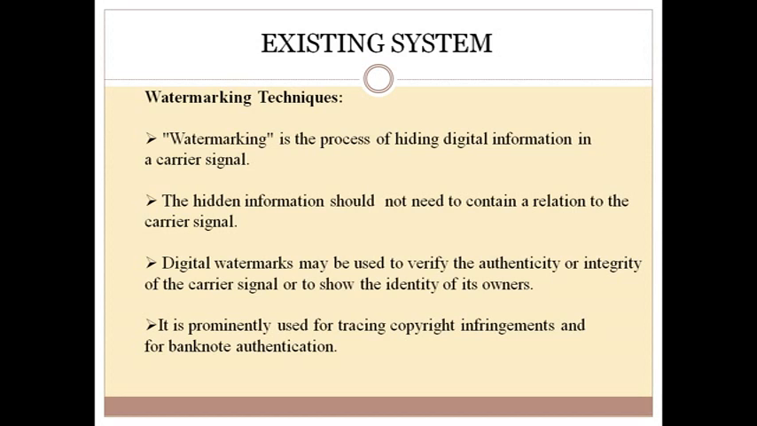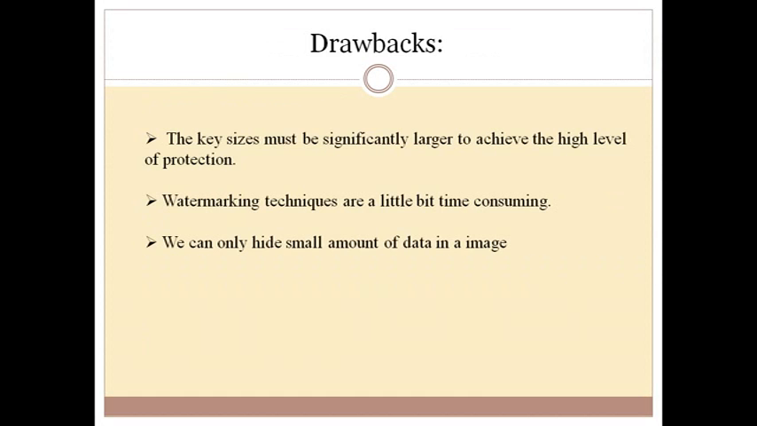In the existing system, watermarking technique is used to hide the data in an image or video. Generally, watermarking technique is used to verify the authenticity, to show the identity of its owners, for tracing copyright infringements, and for banknote authentication. But it also has some drawbacks. To achieve high level protection, it requires large key sizes. It consumes more time. We can only hide a small amount of data.